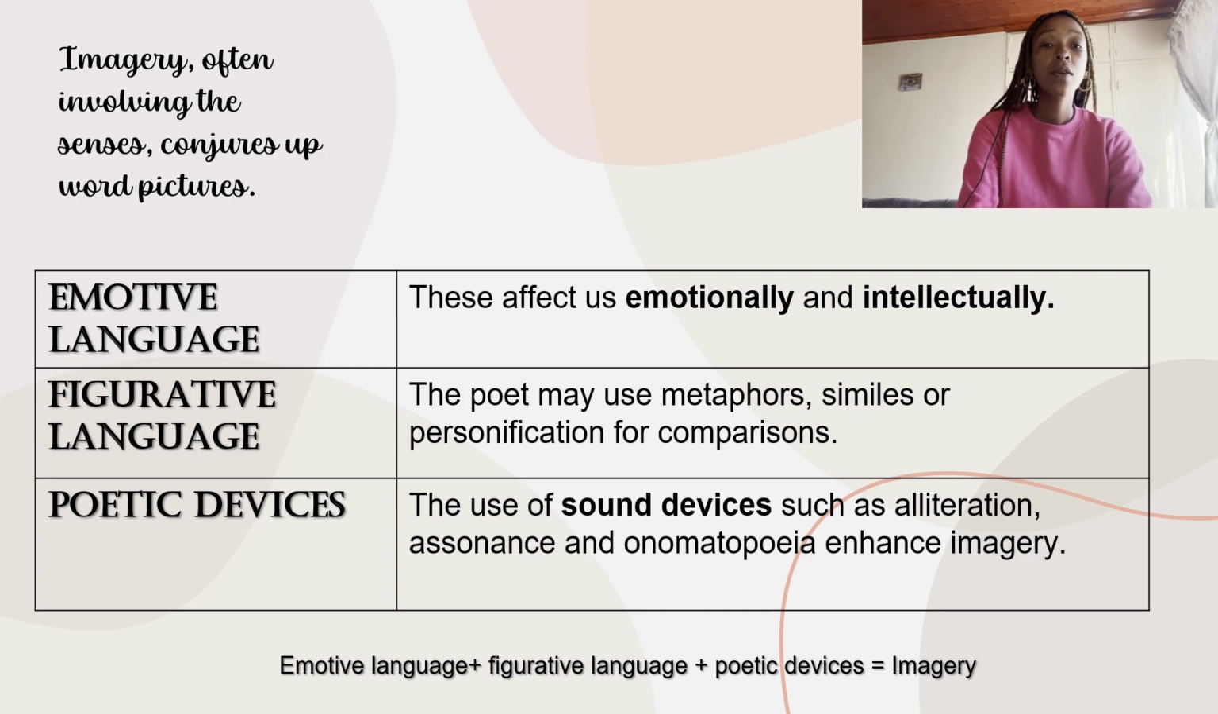Figurative language could be used as well to create imagery. The poet may use metaphors, similes, personifications. When using these, comparisons are made, and these comparisons usually leave you with a word picture that is created in your mind. Sometimes poets also use poetic devices such as sound devices like alliteration, assonance, onomatopoeia. All of these things enhance imagery in the poem.